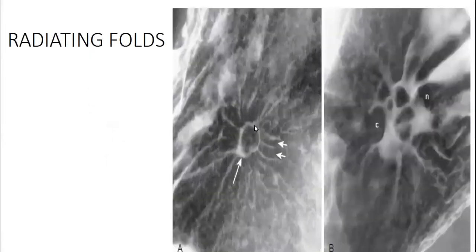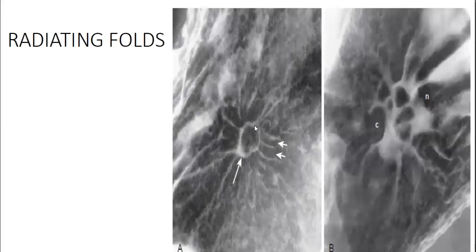Correct, very smooth margins, right? And there is a small thin line which may or may not be seen all the time, and this is just overhanging mucosa, also called a Hampton's line. So this is how a benign ulcer will appear. So just remember this, how to differentiate a benign and a malignant ulcer.